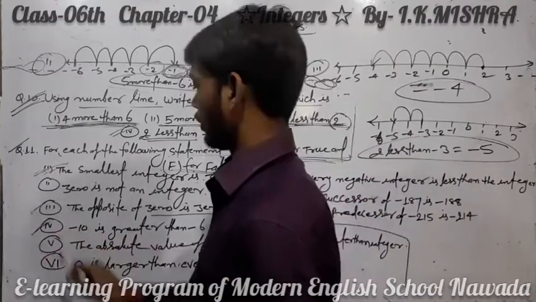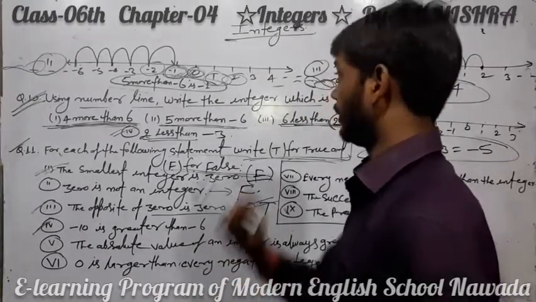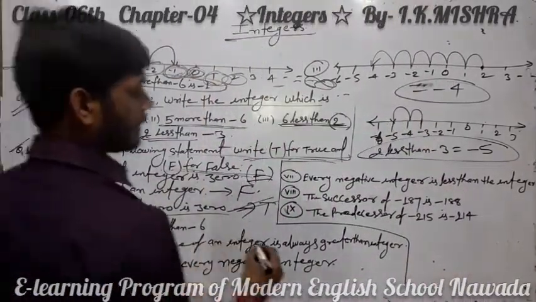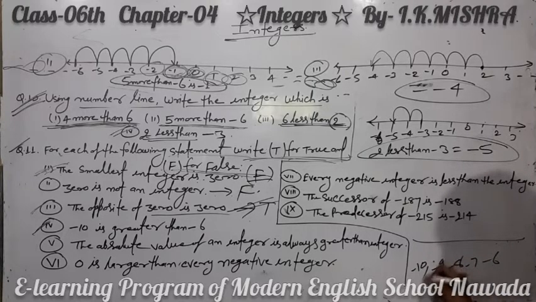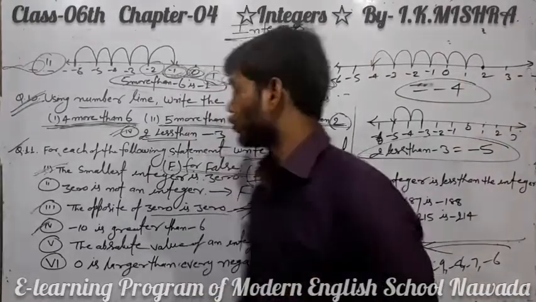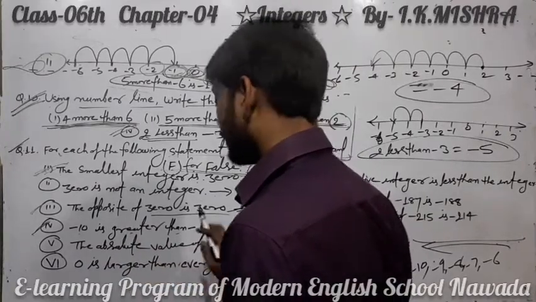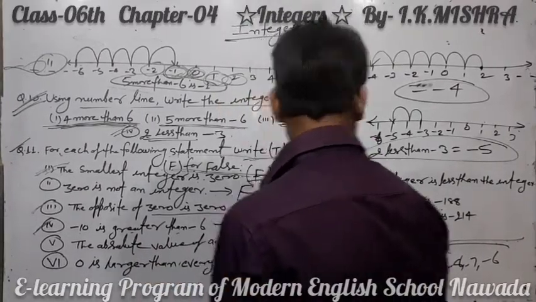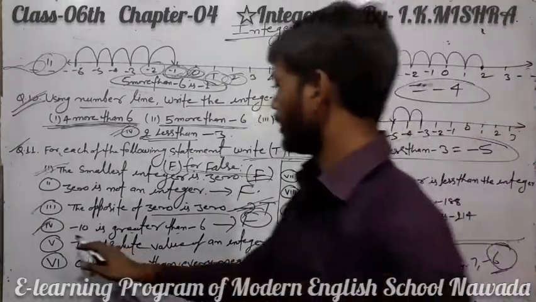In the fourth question, minus 10 is greater than minus 6. Observe here, students, minus 6, minus 7, minus 8, minus 9, minus 10. Students, here when we go from right to left, the numbers get less. So minus 10 is greater than minus 6 is false, because minus 10 is less than minus 6. So this statement is false.